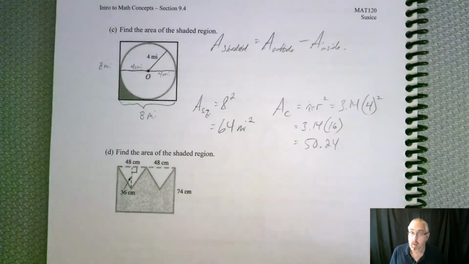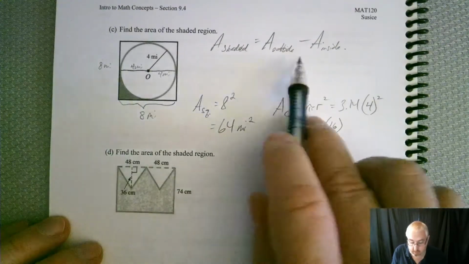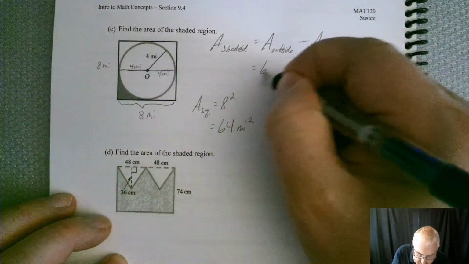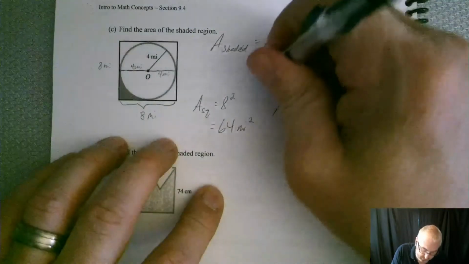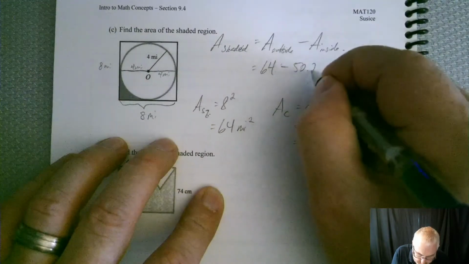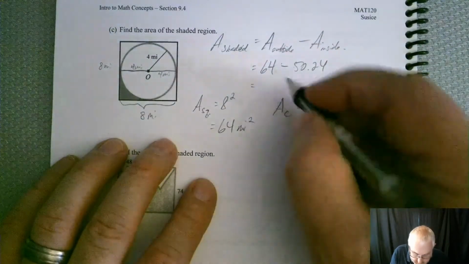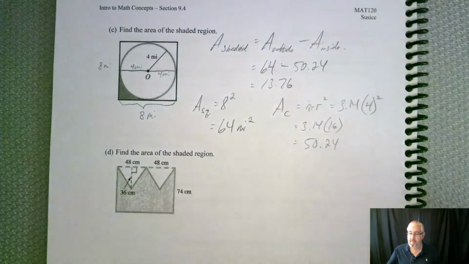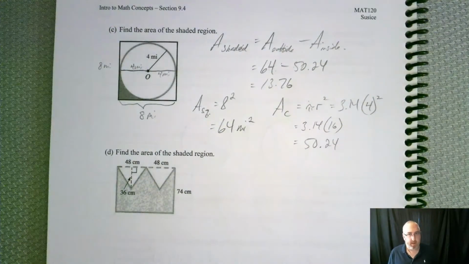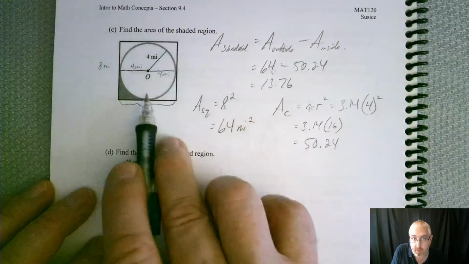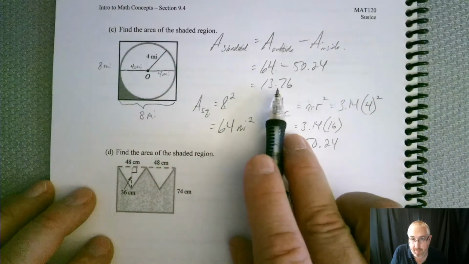Okay. All right, so we're making progress. But now we got to get the shaded part. So, well, can we just subtract these two values and call it a day? Well, if we said 64 minus 50.24, if we subtract those, it looks like we get 13.76. So is that our answer? Well, it's not quite our answer, because if we take out that circle, that's going to leave us all 4 corners, and we only want one of them. So what do we need to do to that number?